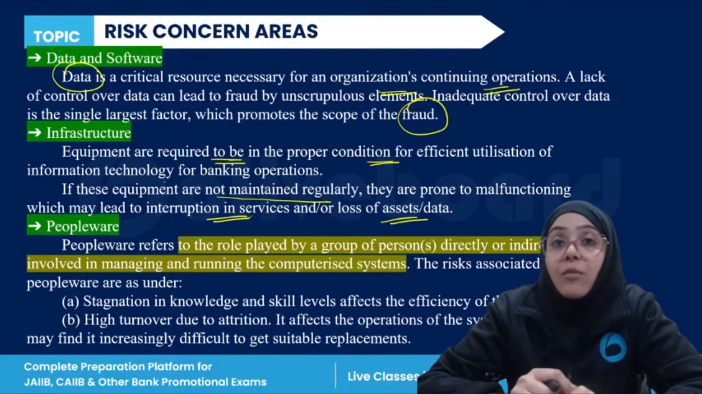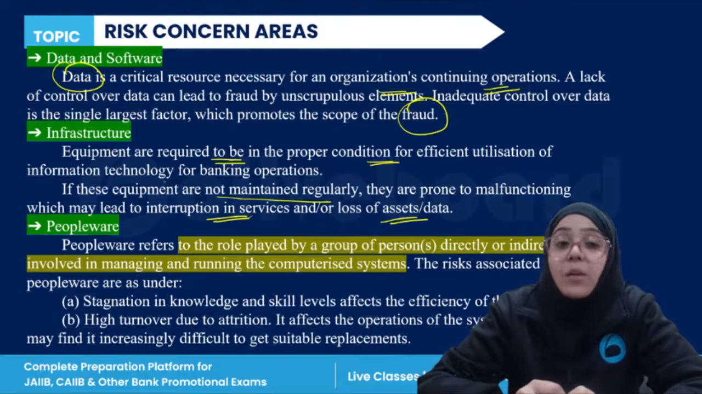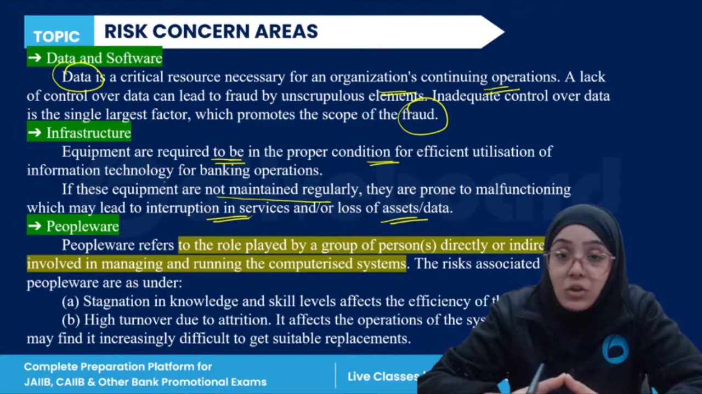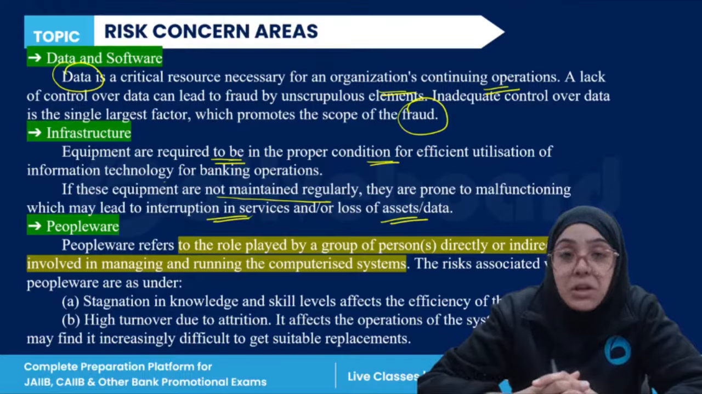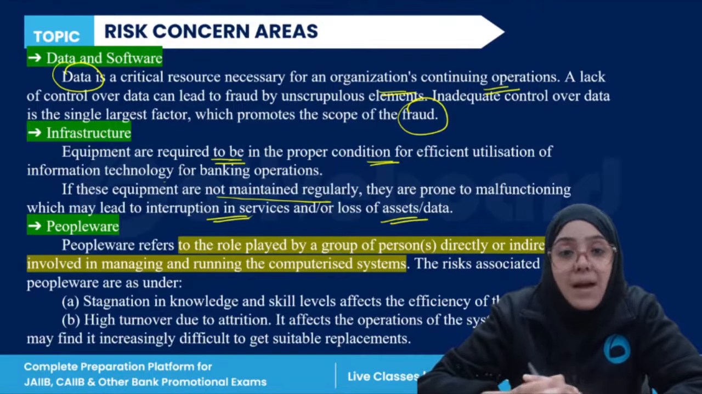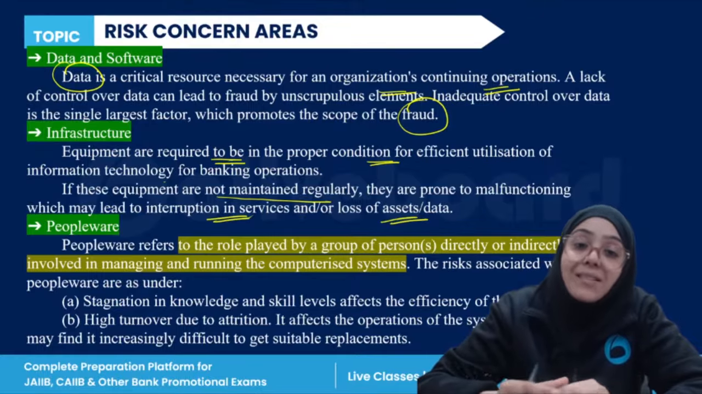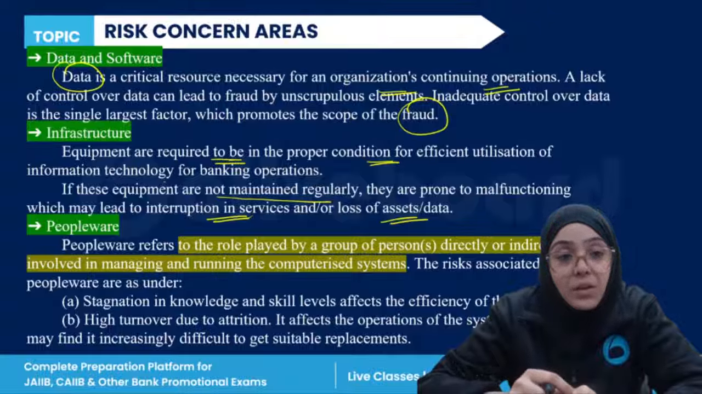So these are the infrastructure. Infrastructure equipment is required to be in proper condition, and it is very helpful for the efficient utilization of information technology for banking operation. If this equipment is not maintained in a proper and regular manner, it is prone to malfunctioning, which may lead to interruption in services or loss of data, right?